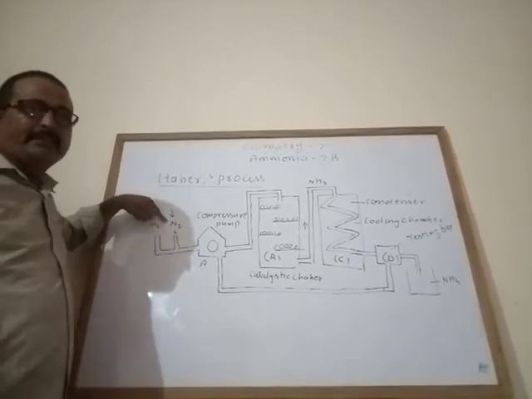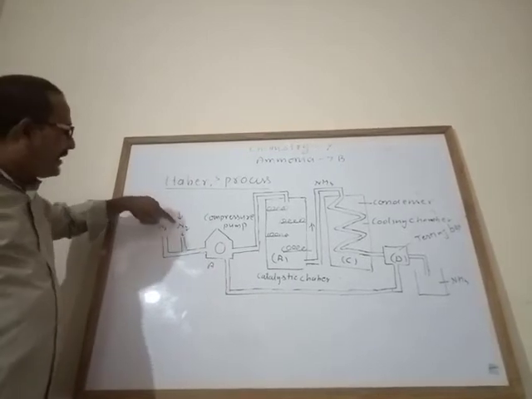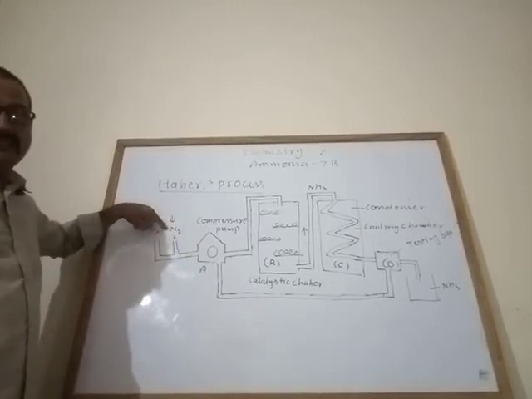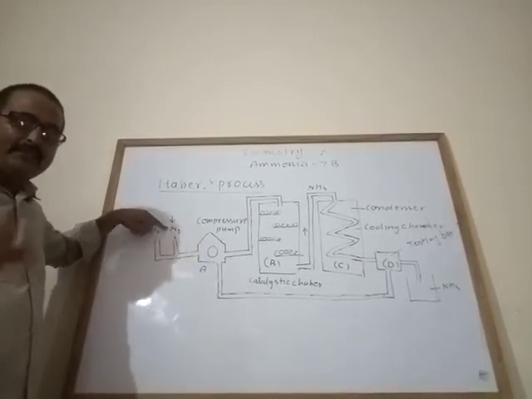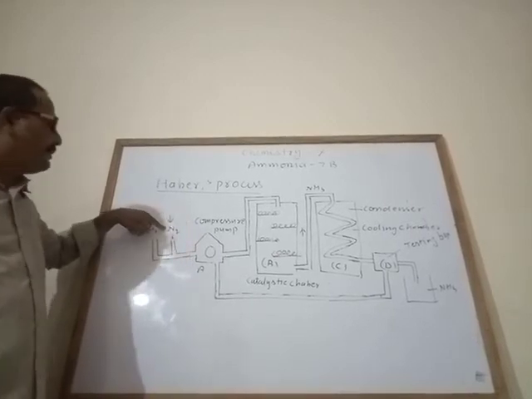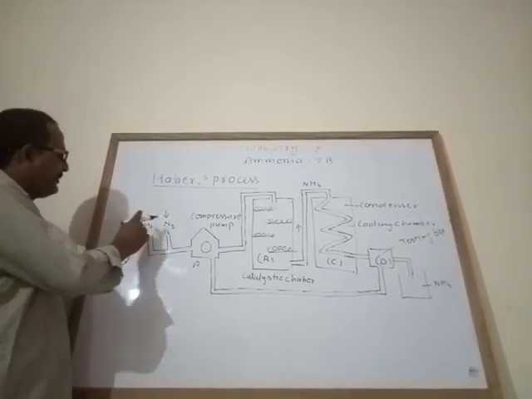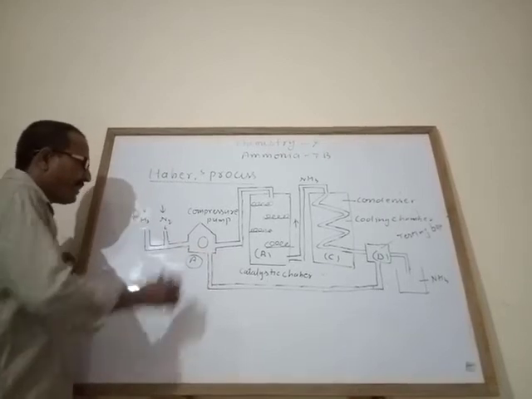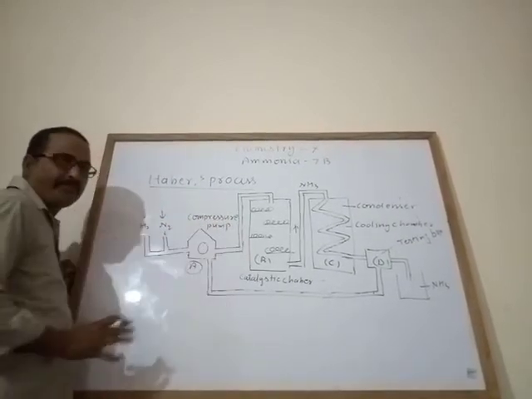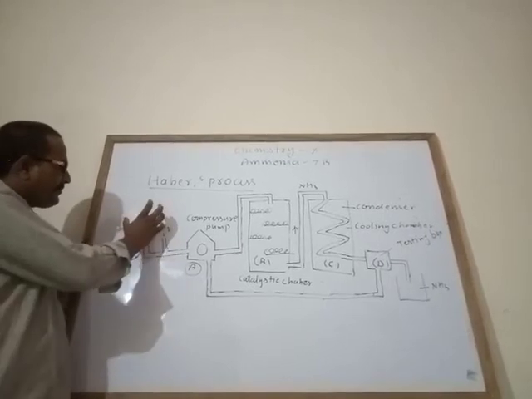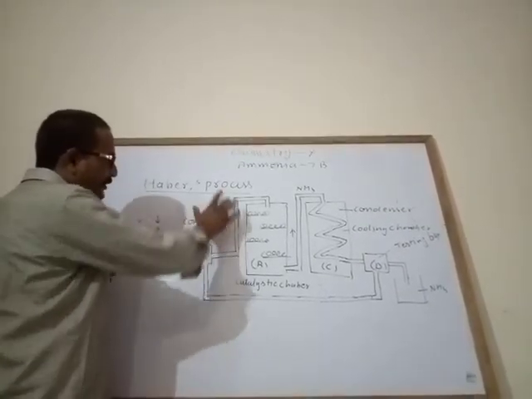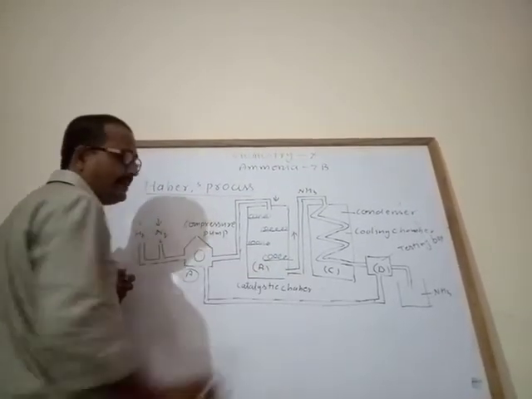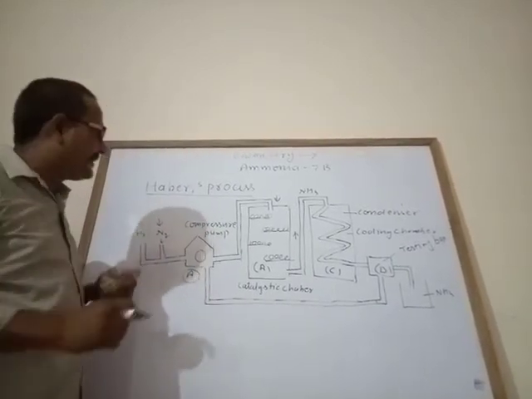Nitrogen, you know there is 78% nitrogen in free state. The nitrogen can be prepared by fractional distillation of liquid air. Nitrogen we can get from the distillation of liquid air. These are the two sources of hydrogen and nitrogen. See that chamber A is known as compressor pump. This pump allows the nitrogen and hydrogen to pass into one chamber, that is the electrically heated catalytic chamber.